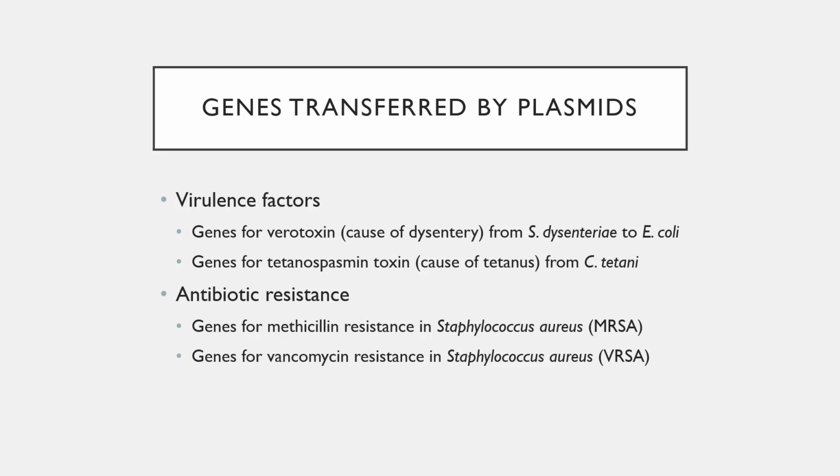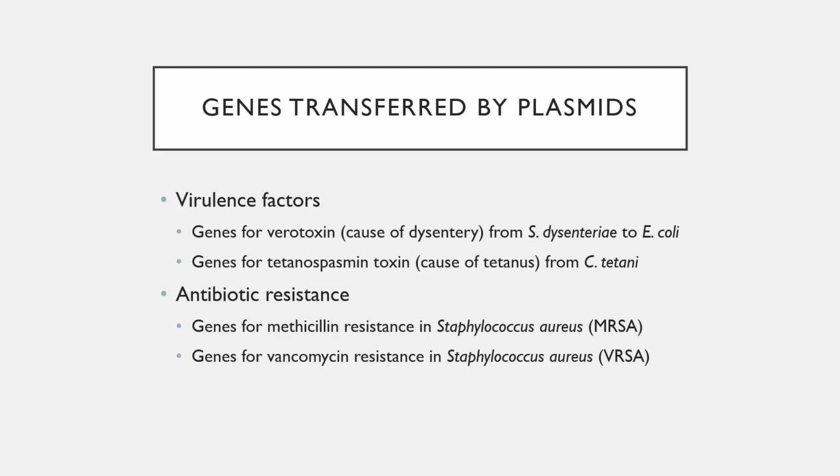Genes for the tetanospasmin toxin, which is involved in the cause of tetanus, have also been transferred via conjugation from Clostridium tetani to other non-pathogenic bacteria. Antibiotic resistance has also been documented as being transferred through conjugation between bacteria. So genes for methicillin resistance in MRSA, which stands for methicillin-resistant Staphylococcus aureus, have been transferred from Staphylococcus aureus to other bacteria, as well as genes for vancomycin-resistant Staphylococcus aureus, or VRSA.